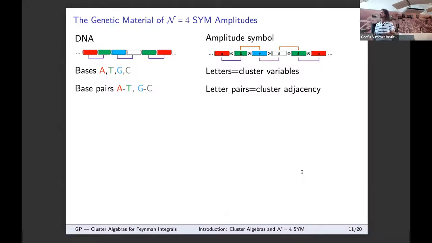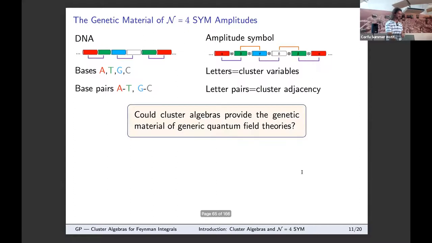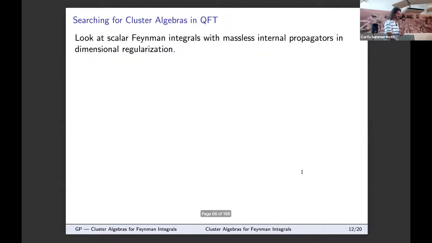Perhaps, equally importantly, since this comes from a helix, we know that adenine only goes with thymine. You cannot combine it with the other bases. And similarly, adjacency has to do with the pairs of letters. So the question we try to answer is, could cluster algebra, colloquially, provide some sort of genetic material, not just for N=4, but for generic quantum field theories? And this is what I will focus on in the main part of my talk.